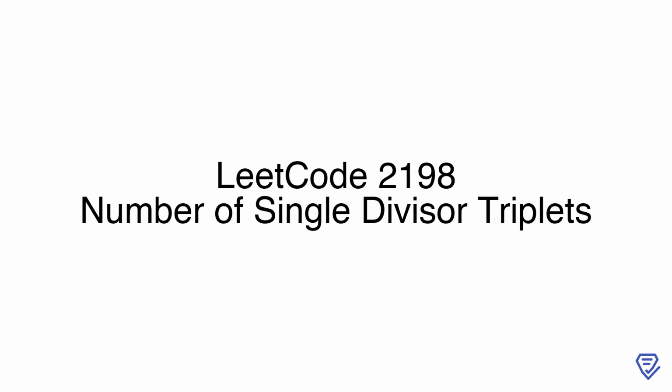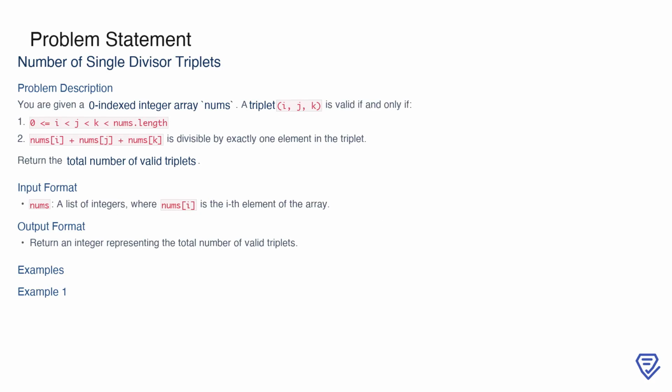Welcome to this video where we will be solving LeetCode problem number 2198, titled Number of Single Divisor Triplets. In this problem, we are tasked with finding the count of valid triplets in an array based on specific divisor conditions. Stay tuned as we break down the problem and explore efficient approaches to solve it. The problem we're tackling is called Number of Single Divisor Triplets.